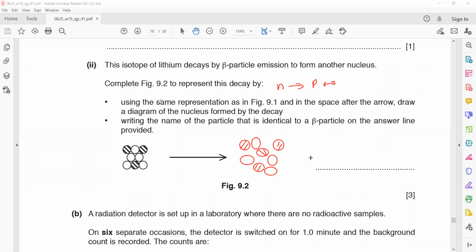Write the name of the particle that is identical to beta in the space provided. So we have an electron on this side.